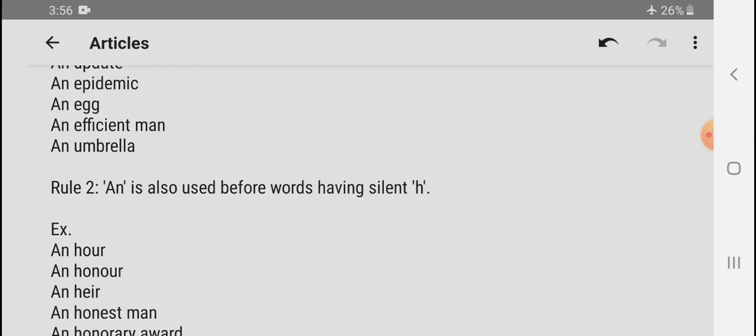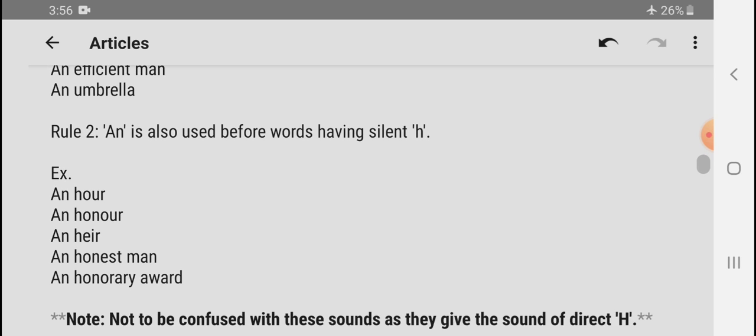"An" is also used before words having a silent H. There are many words in the English language where the letter H is used silently. We don't pronounce it. For example, an hour, we don't say "hour" with an H. An honor, we don't say "honor" with an H. So in these words that you see here, all the H's are silent. An heir, an honest man, an honorary award. In all these words H is silent. Therefore we use "an" with them.